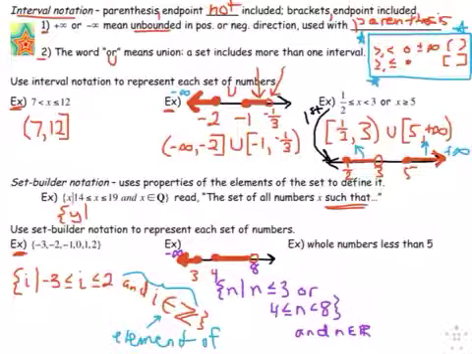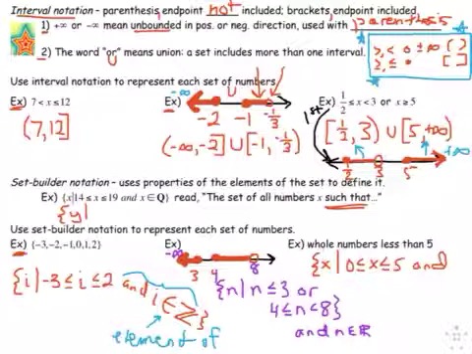For the last example, whole numbers less than 5. Okay, I'll use x this time. So it's the set of whole numbers x such that x is greater than or equal to 0 and less than or equal to 5. And because it's a subset of the reals, I must specify that x is an element of the set of whole numbers.